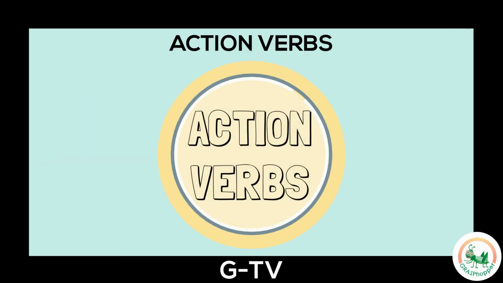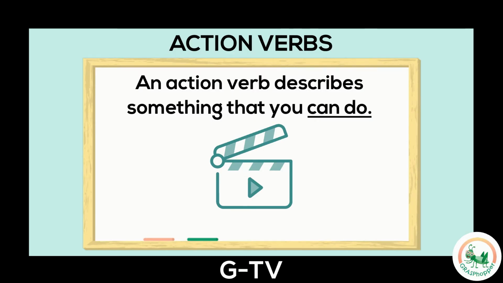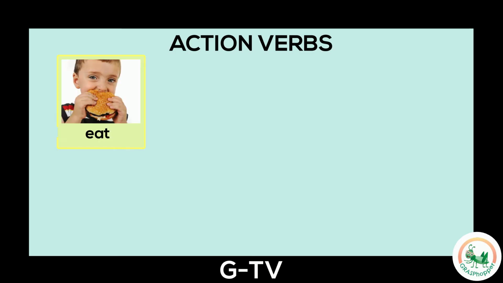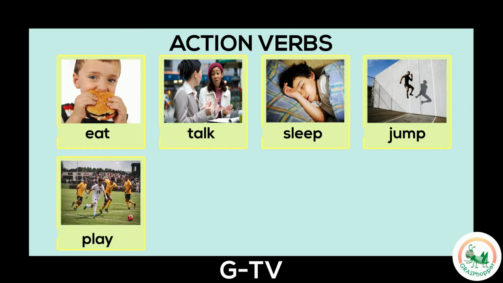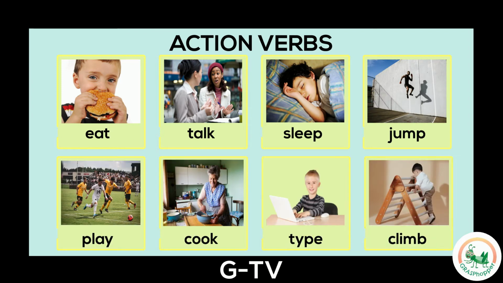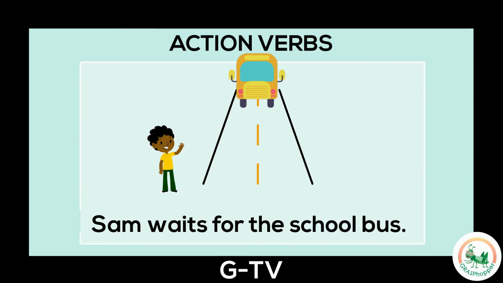The first type of verb is action verbs. An action verb describes something that you can do, often with your body. It can be acted out. Some examples of action verbs, or words that can be acted out, are eat, talk, sleep, jump, play, cook, type, and climb.